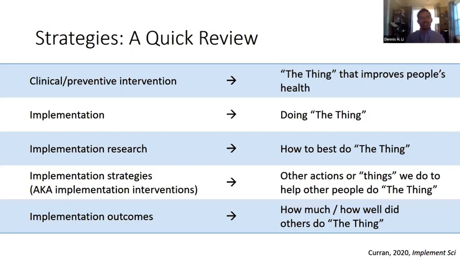So just to go through it quickly, the clinical or preventive interventions that you all are trying to put into place in your various settings is called the thing, capital T, that improves people's health. And so implementation, or implementing that intervention, is doing the thing. Implementation research is our study of how to best do the thing. And then the strategies are other actions, or small t things, we can do to help other people do the big T thing.